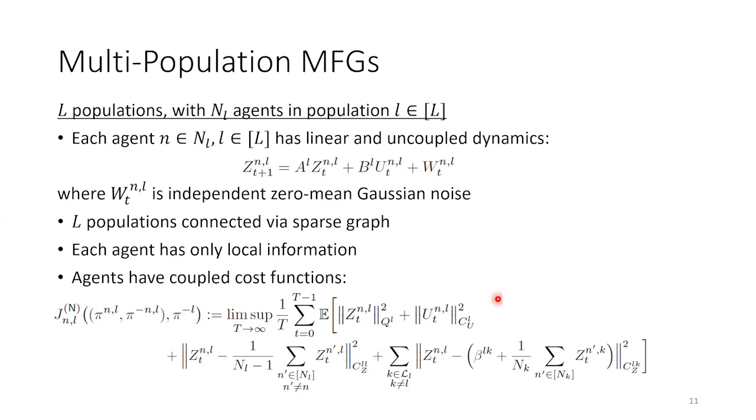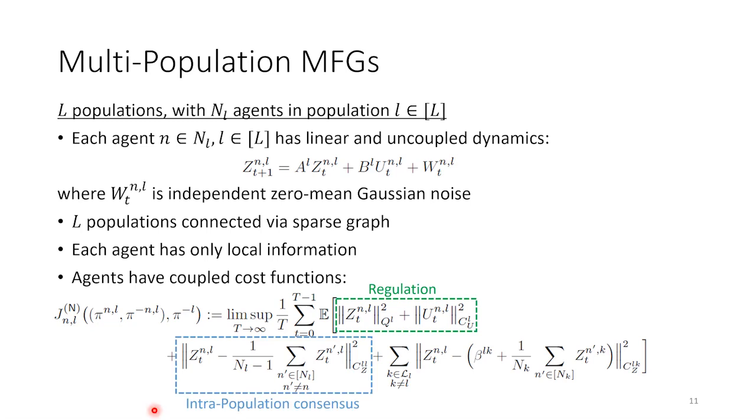And now the cost function is a bit more complicated, but I will refer back to the earlier work. This is the cost function of each agent n inside population L. The first two terms are again regulation terms, so they only have to do with the agent itself.